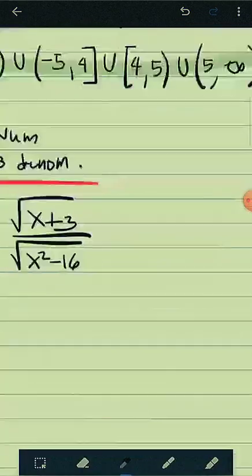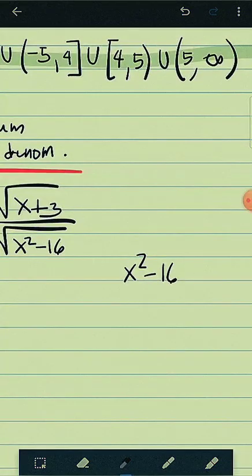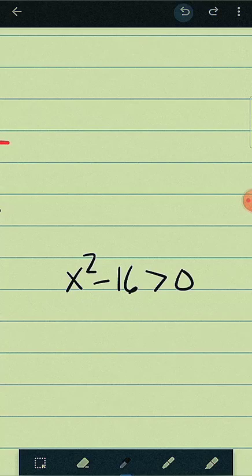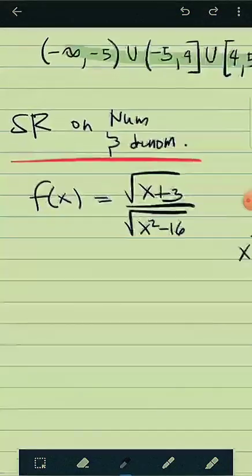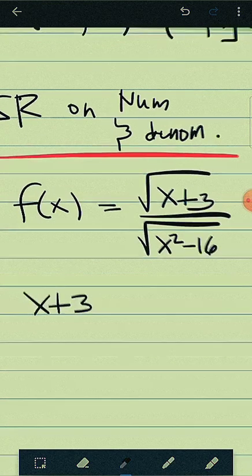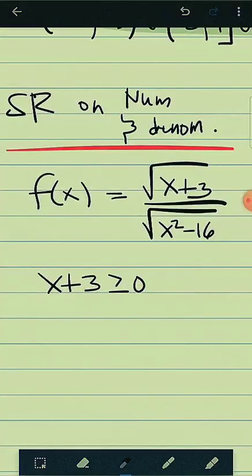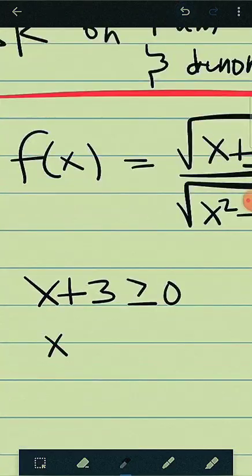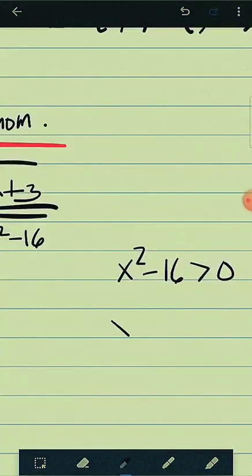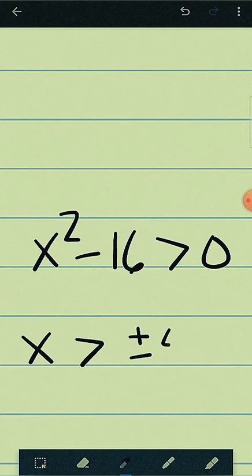Again, denominator cannot be equal to 0. So x squared minus 16 cannot be equal to 0, and also cannot be a negative number. So this should be greater than 0. And for the numerator, there's only one exception, which is it should not be negative numbers. By that, we can say x could be greater than or equal to negative 3. And in here, x should only be greater than positive 4 and less than negative 4.